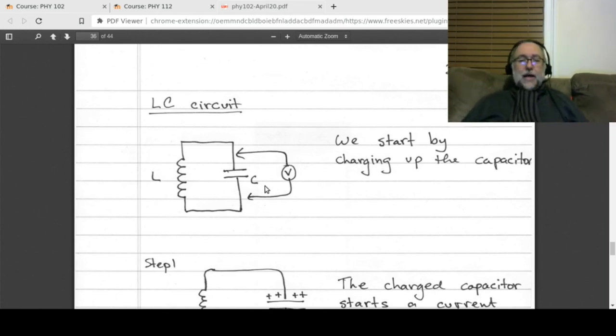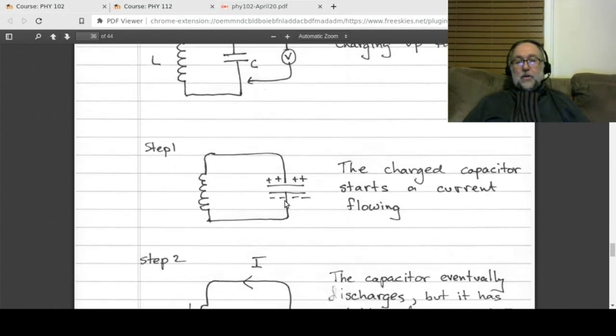And you know this little V here, I guess it should have been a battery, not a voltmeter, but that little V there, I'm just saying I'm going to charge up my capacitor. So you can imagine taking the capacitor out of the circuit, applying a voltage, charging it up, and then putting it back into the circuit. So we start off by charging up the capacitor. Here's step number one. You have this capacitor here, and one part of it has a positive charge, one part has a negative charge. And of course, what does it want to do? Using the conventional current, which goes from positive to negative, the current wants to flow from the positive to the negative there like that.